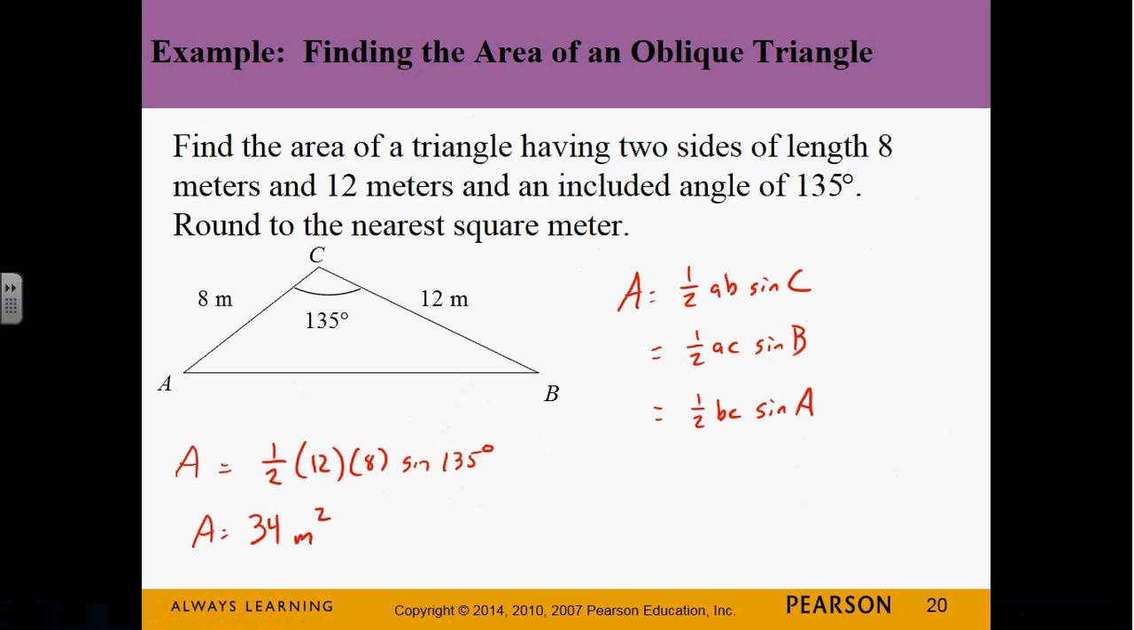Now, when you do area, make sure you have a square unit, okay? Because this is technically 1/2 times 12 meters times 8 meters, so you wind up with a meter times a meter, which is a meter squared. Don't forget about your dimensional analysis in there, okay? So this is just a formula, plain and simple.